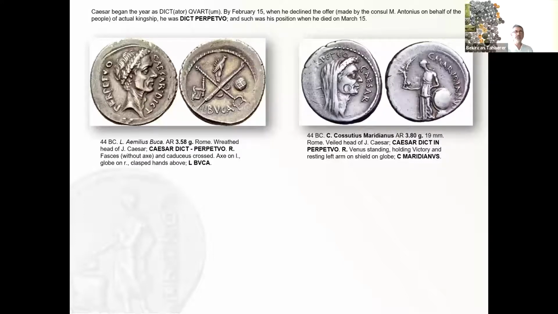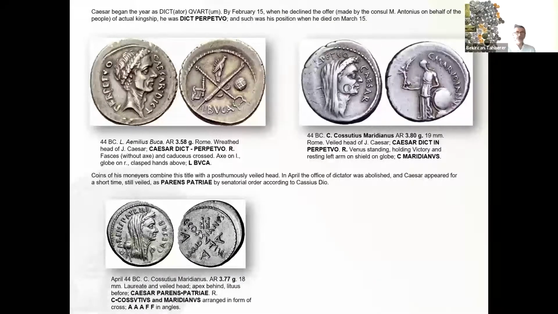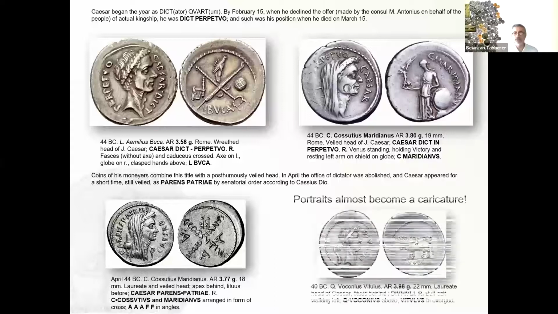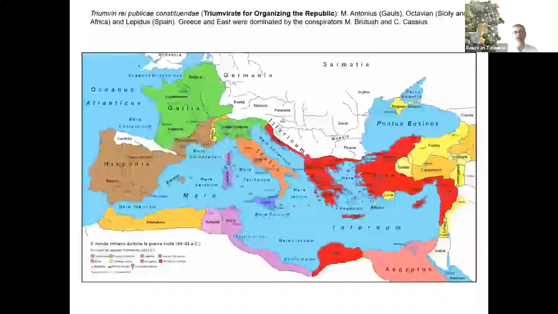And he was not able to see the coins that simply showed him with that title. He was not able to survive that. So these are the two types that were struck right after he was murdered. And then he was also given the title Parens Patriae, and that was also put on a coin posthumously. And look at the portraits. They almost became a caricature during that time. It's really interesting how the portraiture decayed.